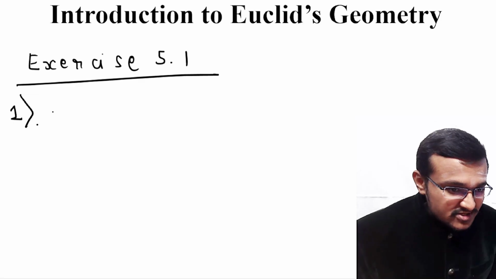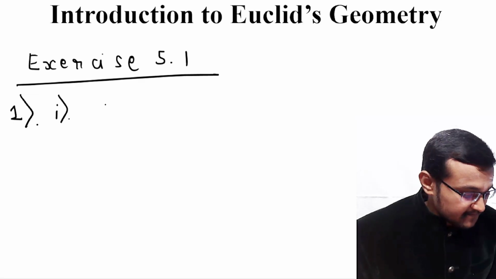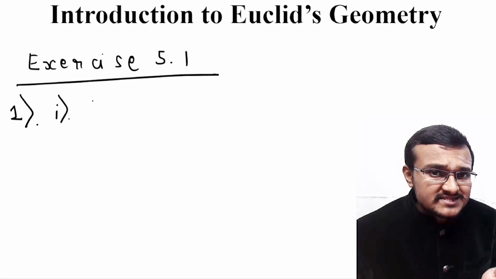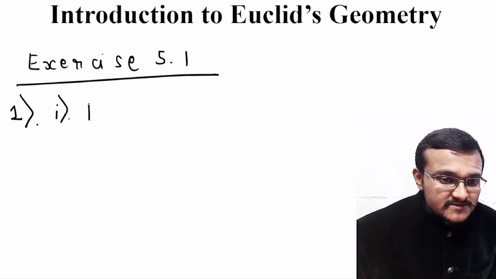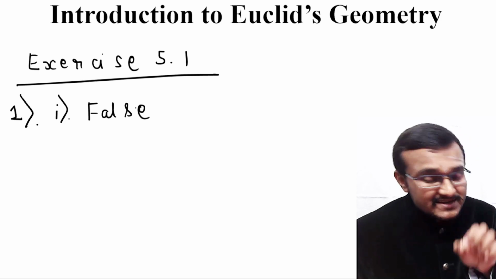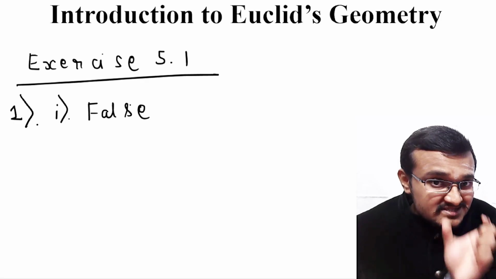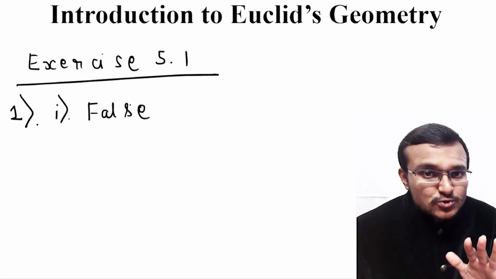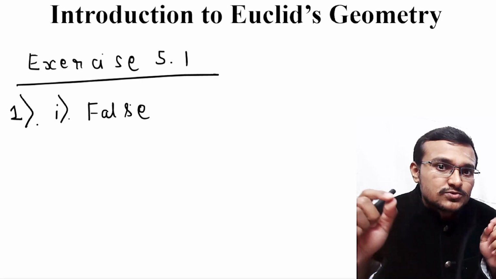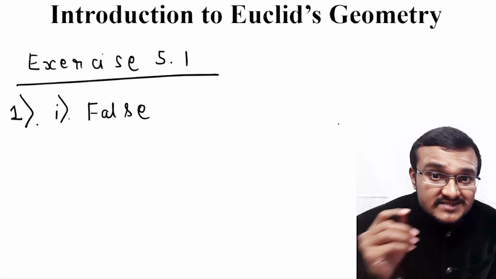In this first question, you have 5 different statements. We'll look into the first one: only one line can pass through a single point. This is false because here we are not taking 2 points. In the question you can see they have specifically mentioned a single point. If they had mentioned 2 points, then only one line can pass through 2 points. But they are asking about a single point.